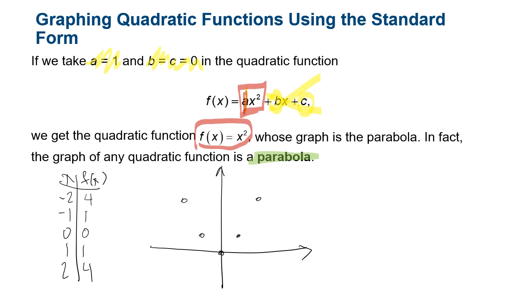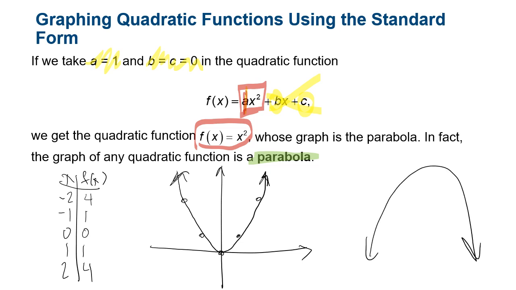And we would have this shape here, which is this U-shaped graph, okay? I didn't do it very much justice there, but it would have this U shape to it. We call that shape a parabola. We'll have two different looking parabolas, one where we have this upward shaped parabola, another one where we have this downward shaped parabola.